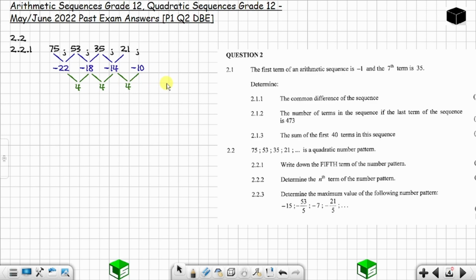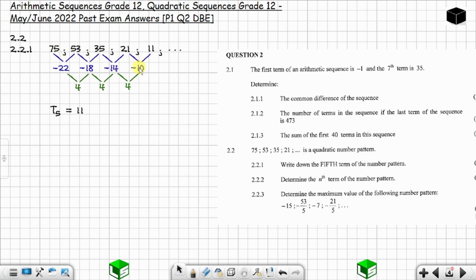Now you have 21 minus 10. What is the next term, which is T5? This is going to be equal to 11. You can see that between 21 and 11, the difference is negative 10. So T5 is 11, and this carries on. Your T5 is equal to 11.